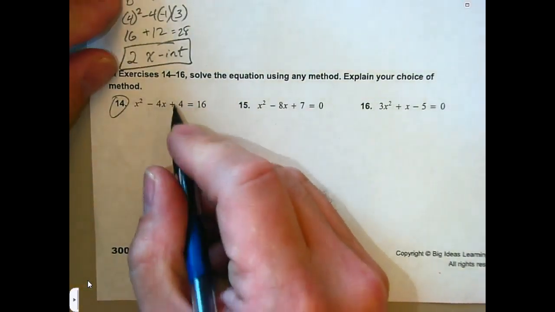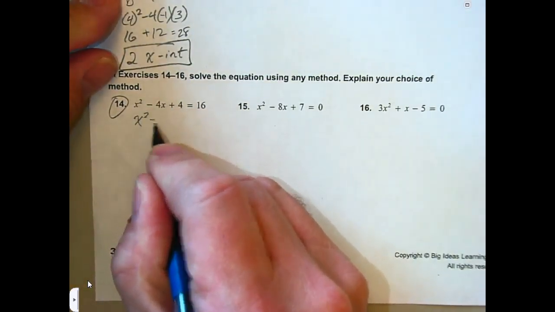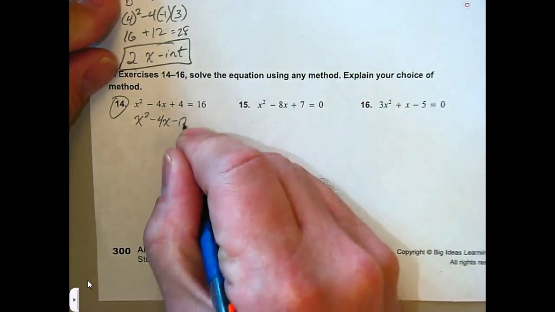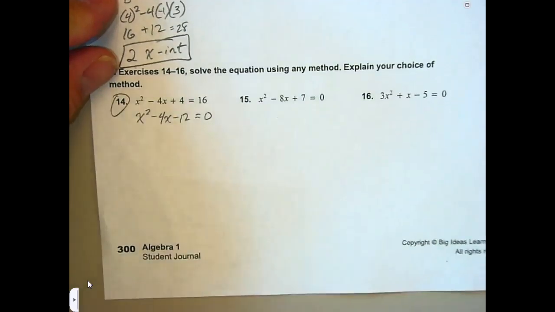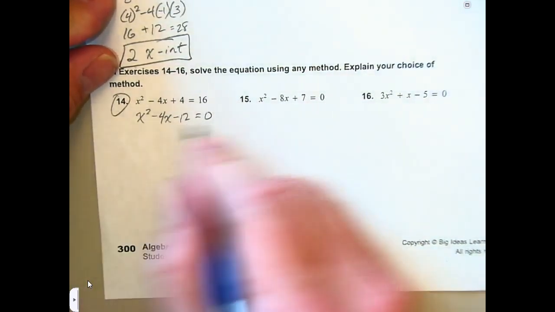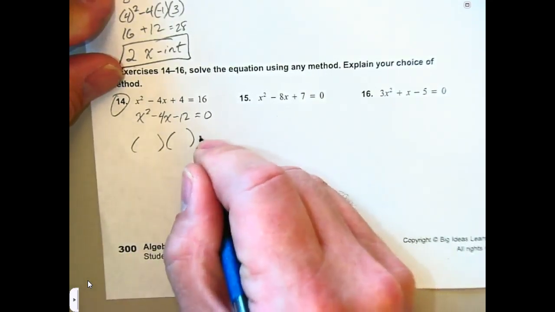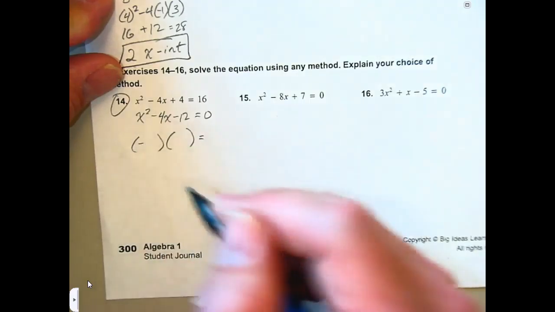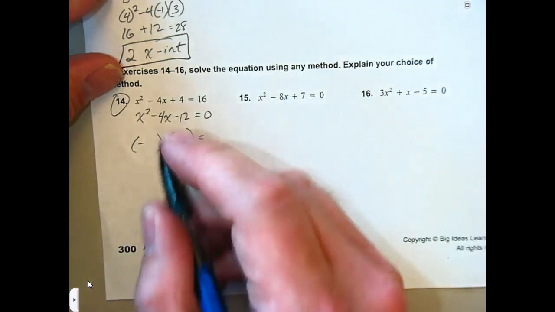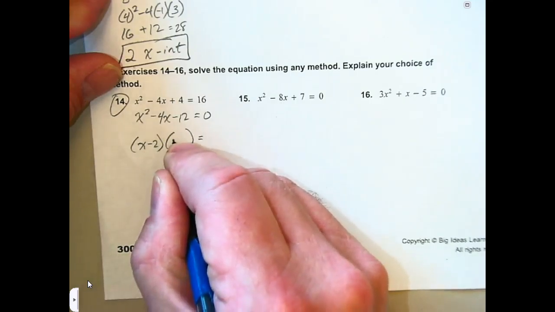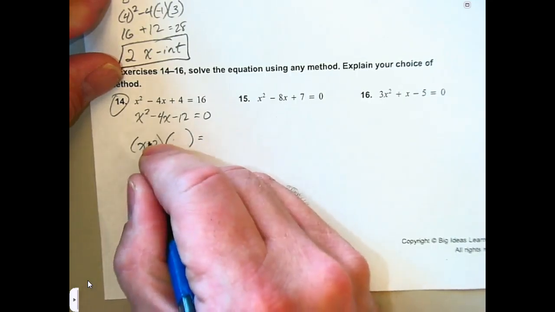In this case, I'm going to try to use factoring, which means I'm going to set it equal to 0, which you'd also have to do if you're using the quadratic formula. So subtract 16 from both sides. 2 things to multiply to make negative 12 and add to negative 4. It's negative 6 and positive 2.